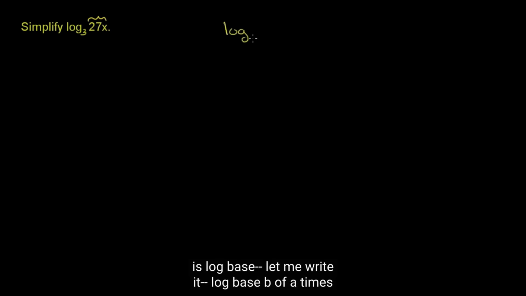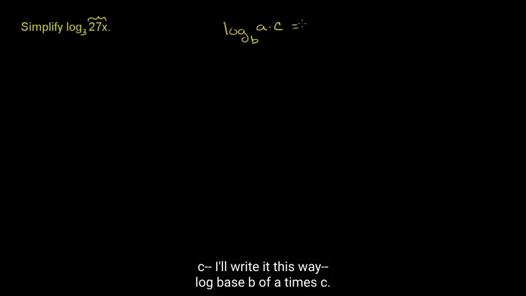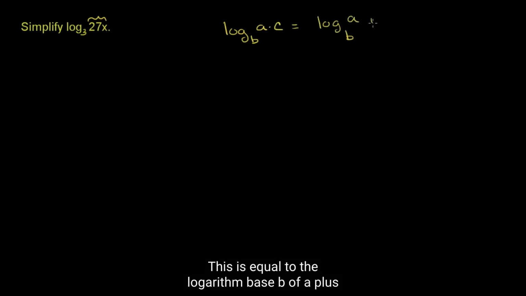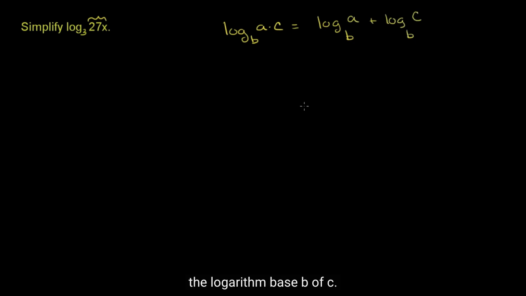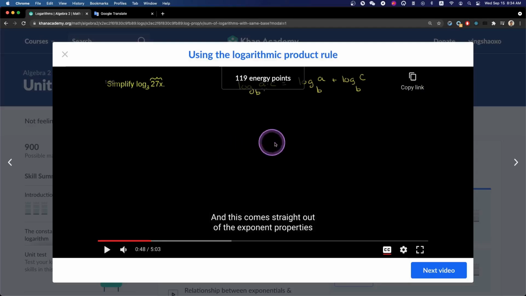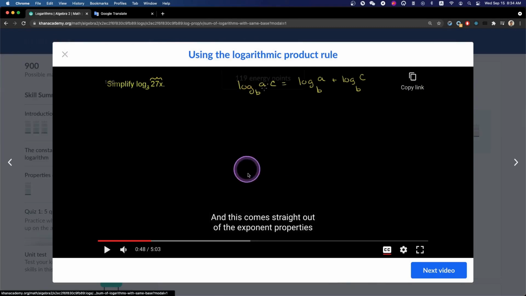And so the logarithm property it seems like they want us to use is log base b of a times c. This is equal to the logarithm base b of a plus the logarithm base b of c. And this comes from... It shouldn't be that complicated, so we'll just skip the derivation because I don't have time for now.